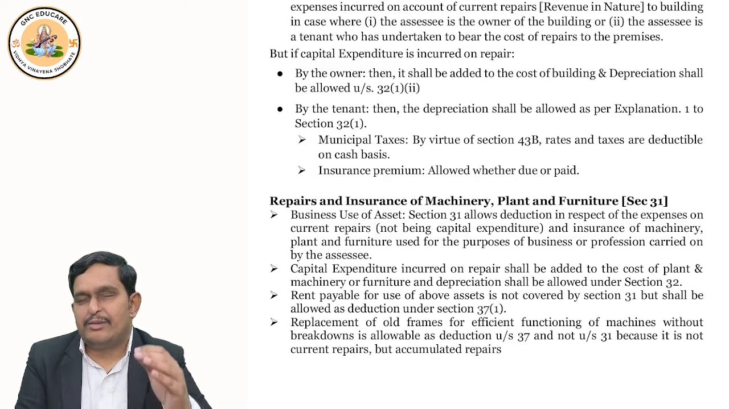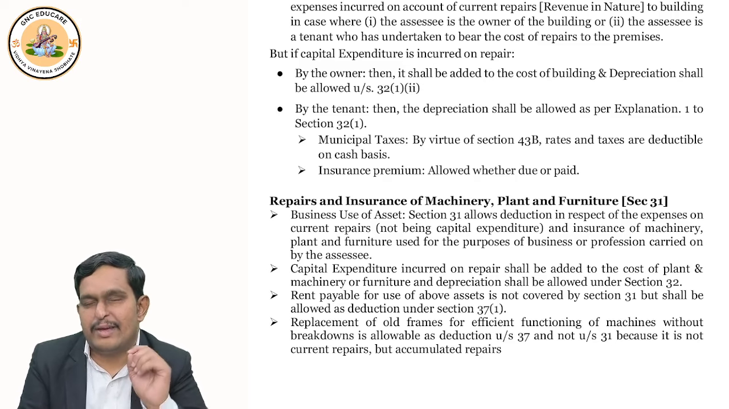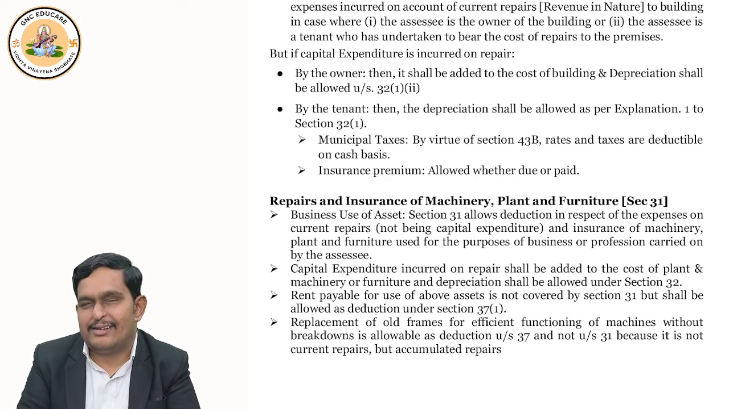Suppose if it is maintaining the capacity of the asset, then it is current repair. But if it is increasing the capacity of the asset, then it is capital repair. Correct? This way you should be able to differentiate. Insurance also, for plant and machinery we take insurance. For furniture may take insurance. In that case, you can claim insurance premium paid as deduction. Whether it is due or paid, no problem.